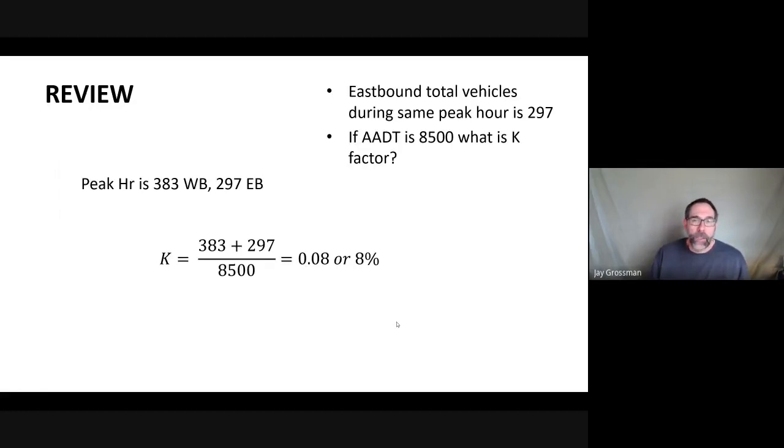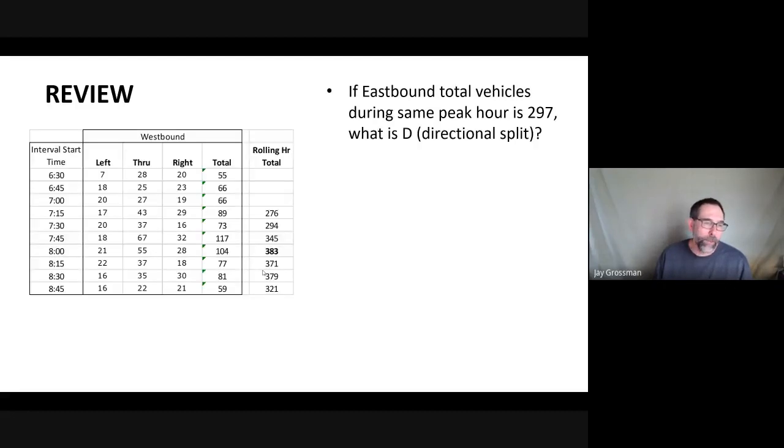All right. So if we have the eastbound total vehicles during the same hour is 297 and our average annual daily traffic is 8,500, what's the K factor? If it's a two-lane road going east and west and not at an intersection, we would take all that traffic together, right? That's our peak hour in both directions divided by the ADT, and that would give us a K factor of about 8%. The total volume on that road during the peak hour is about 8% of the total for the day. And that's a pretty common number, 8 to 10%.